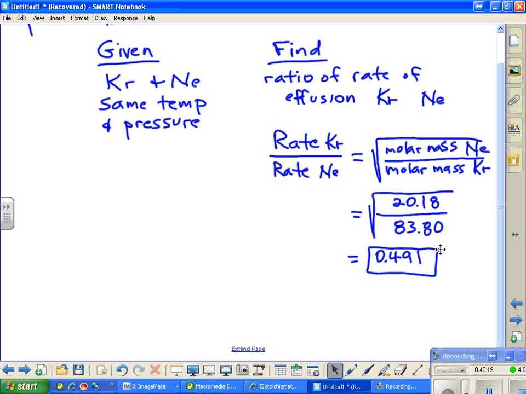Yeah? I'm sorry? 3 is fine. I just did 4. It doesn't matter. Because you only need 3 sig figs in your final answer. Yeah? Because the ratio of krypton to neon, that means krypton's on the top. That's how you know. And if krypton's on the top on the left in the rate areas, then the molar mass of krypton has to be on the bottom in the square root area. Okay? That's how it works. You're done. Done deal. Very, very simple question on this one.